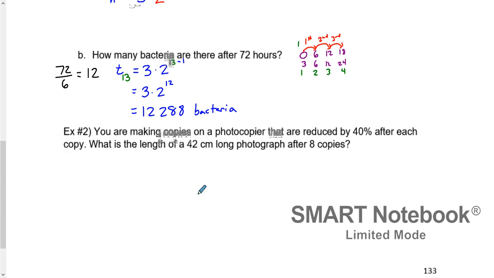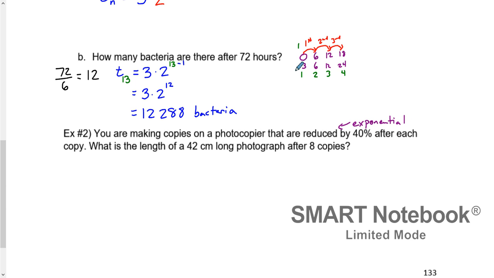You're making copies on a photocopier that are reduced by 40% each copy. What is the length of a 42 centimeter long photograph after 8 copies? So it's being reduced by 40%. Now, this is something that we'll be talking about in pre-calc 30 as what's known as an exponential function. This is all exponential. It's just going to help us deal with our exponential base.